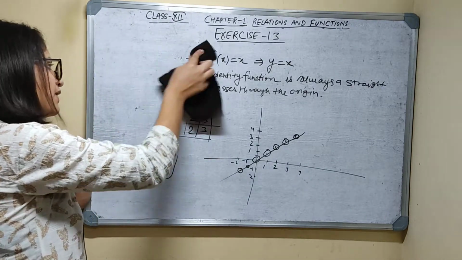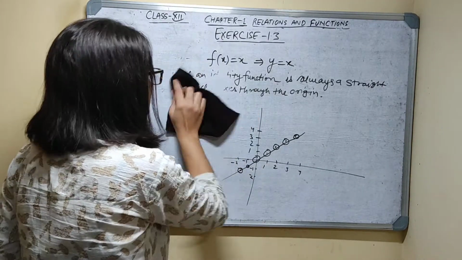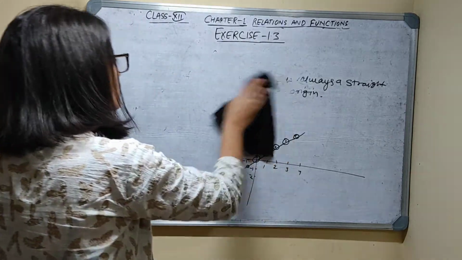Now the identity function is over. Now you have to learn the constant function. What do you mean by a constant function?